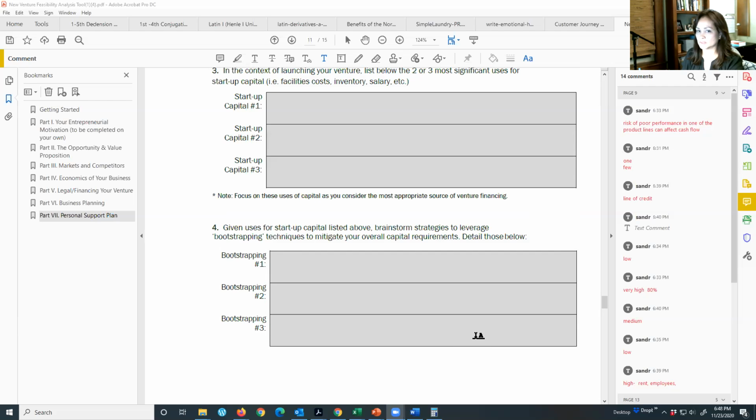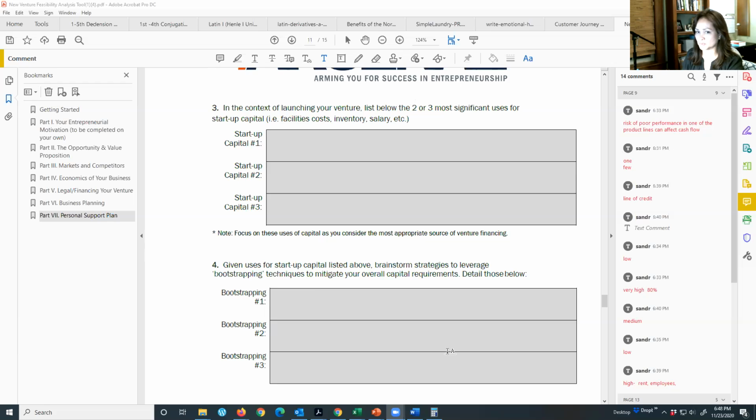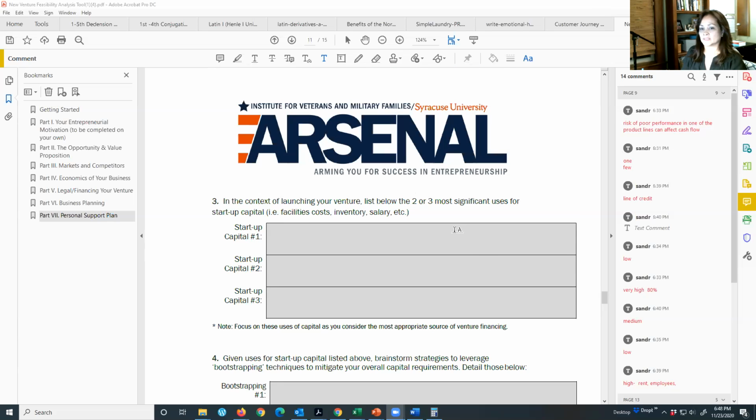And the videos will give you examples of bootstrapping. It says, just tell what your startup costs are, what you're going to use the money for. What investors and lenders really want to see is how much money you need for each category. And even if you're not needing money, I would still put it on, because you need to know how much money you need.